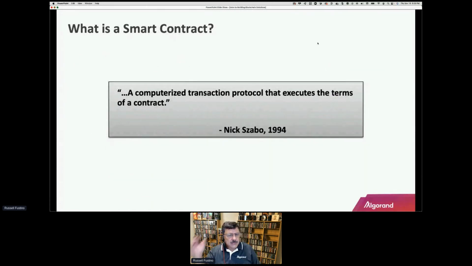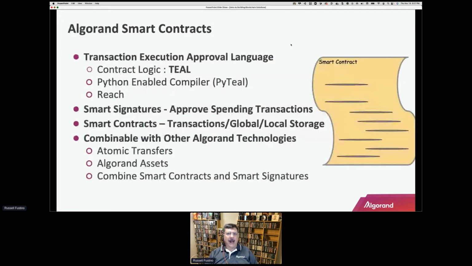In terms of smart contracts, Nick Szabo back in 1994 was really a visionary in this area. He described it as a computerized transaction protocol that executes the terms of a contract. He gave an analogy similar to a vending machine: it only works if you put coins in and then push the button, and it dispenses. So that's a contract.